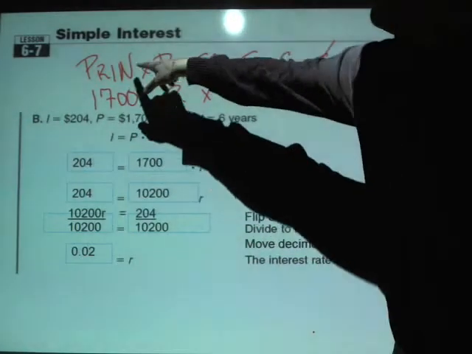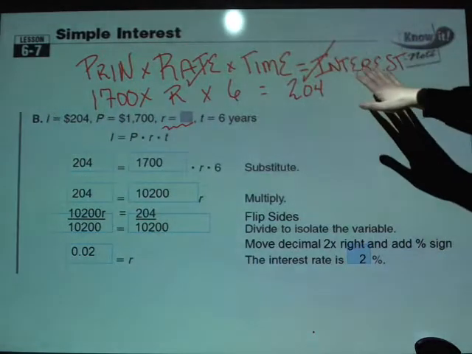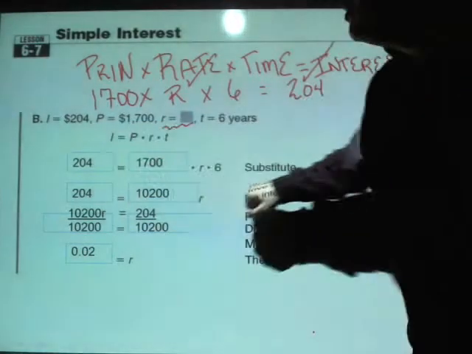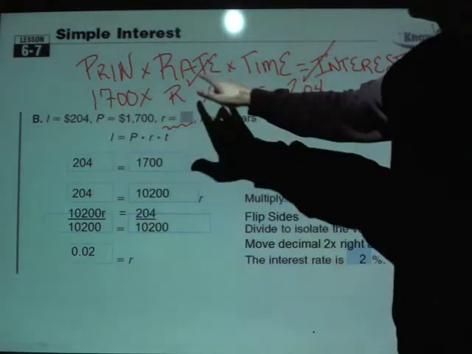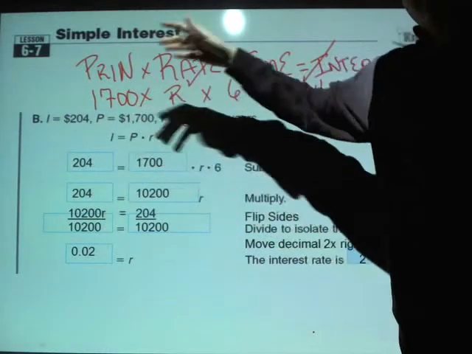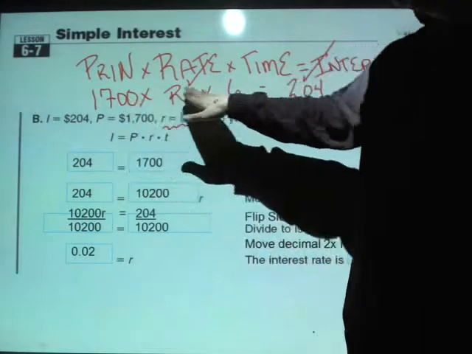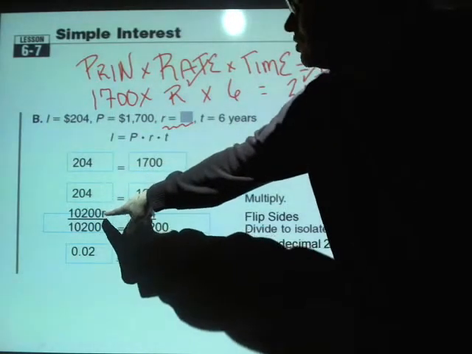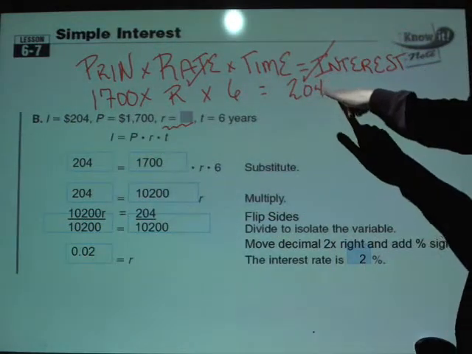Unfortunately, if they're going to make us find P or R or T here, you're going to have to then solve an equation much like this one. So, you've got some choices here just like we always do. You can move the 1,700 and the 6 separately, or you can put 1,700 and 6 together and then move it all at once. As you can see, they decided to put these 2 guys together. They put the 1,700 and the 6 together and got down to 10,200 with this R equals my 204.